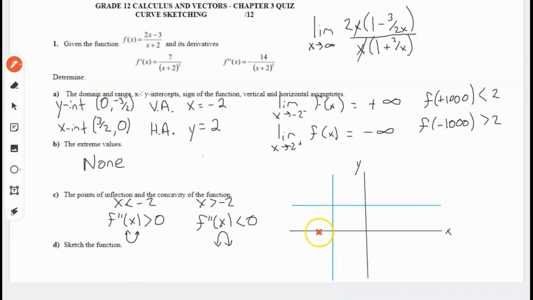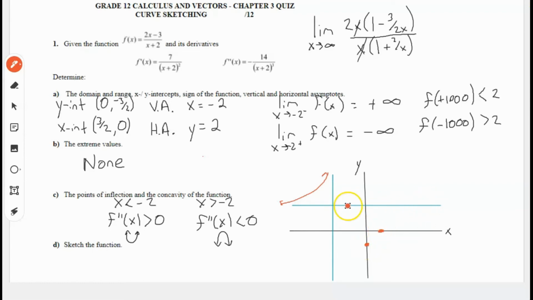Okay, now if we are on the left of this vertical asymptote, we can see that coming from the left, we approach infinity, so up here. And we come to the horizontal asymptote from above. So over here, it looks like this. Okay, now we also have our intercepts. So we have our y-intercept somewhere here, and our x-intercept somewhere here.